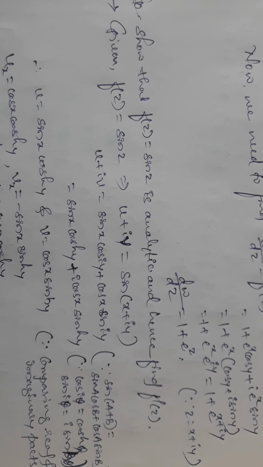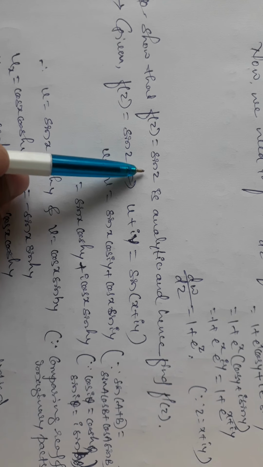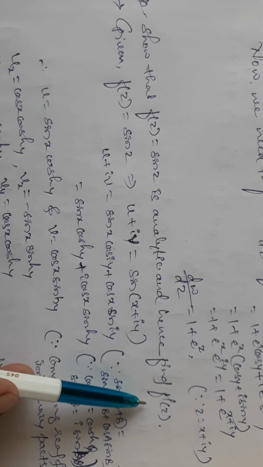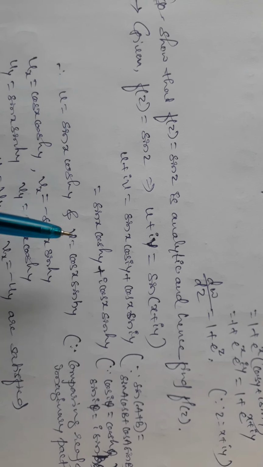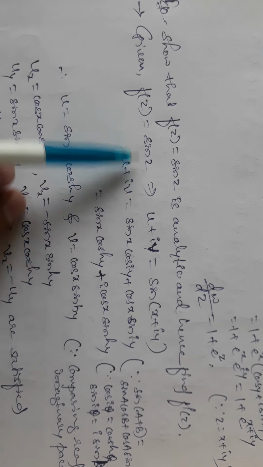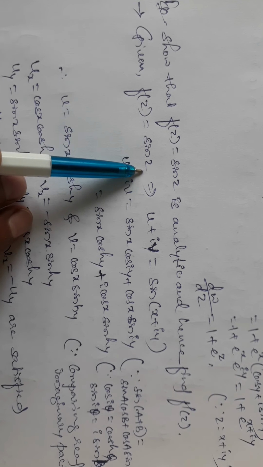Now we can see one more example. Show that f of z equal to sin z is analytic, and hence find f dash of z. Given f of z, that is sin z, which implies our f of z, that is w, is u plus iv, and sin z, z is x plus iy.